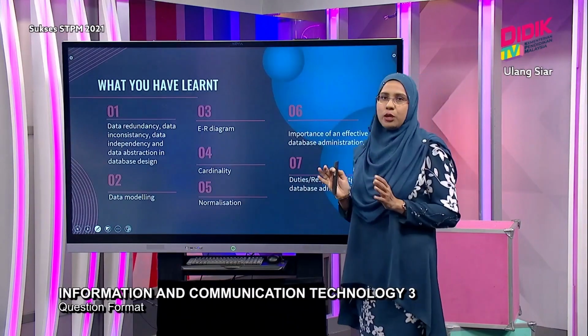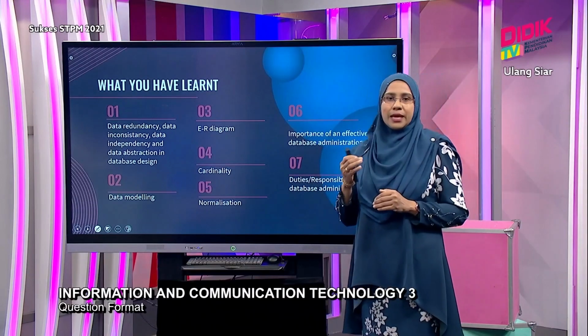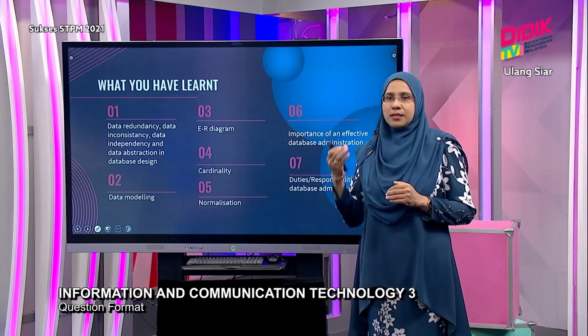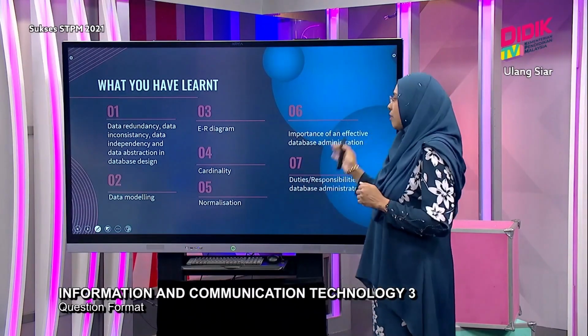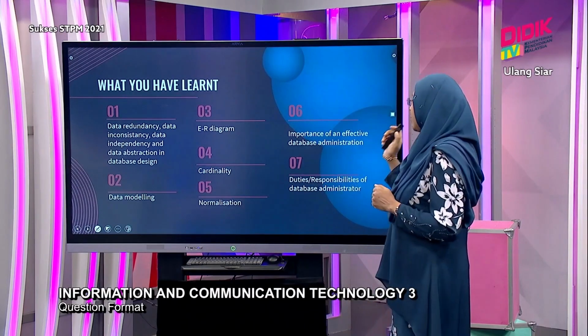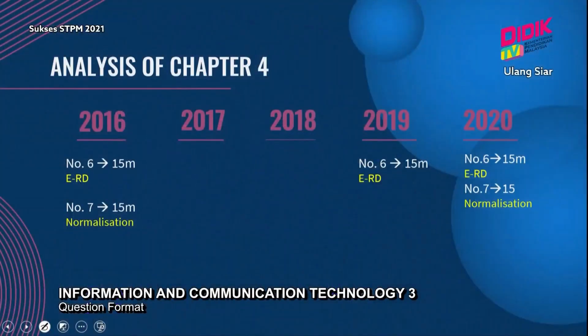Next, the 4th chapter, database system planning, design and administration. This is a very important chapter. Why is it important? Because you will be tested on your knowledge in analyzing, synthesizing and applying all the models and diagrams that you have learned here. Questions came out in 2016, 2019 and 2020, mostly in Section B. We know that Section B is given 15 marks.